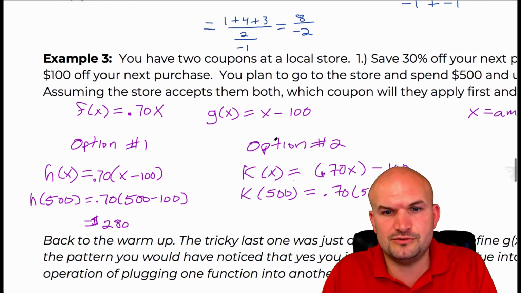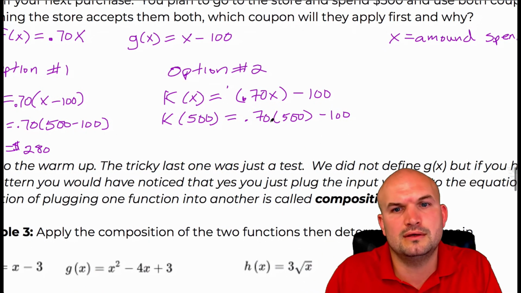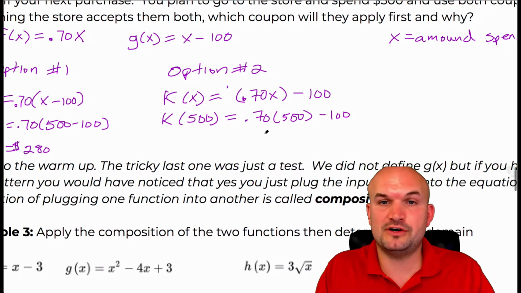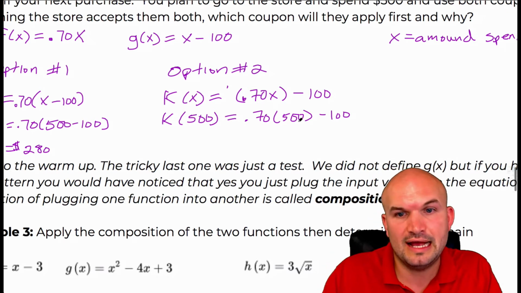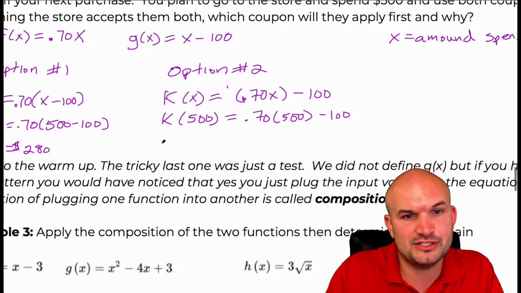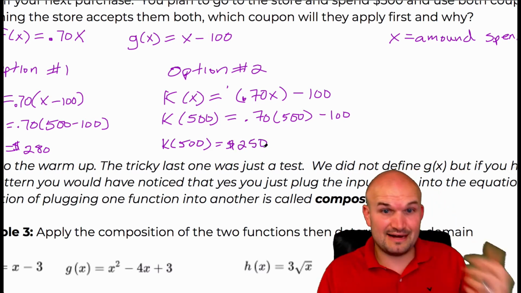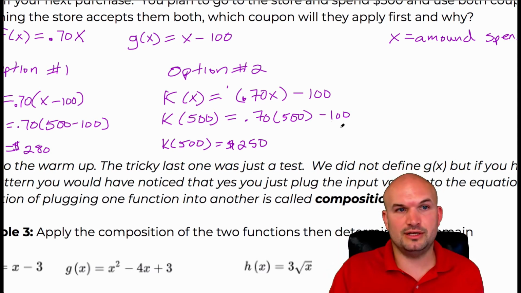I don't know why I didn't zoom in here. Okay, now I did do the math ahead of time. So 0.70 times 500 is going to be 350, and then minus $100 is going to be 250. So we can say k of 500 is going to equal $250.